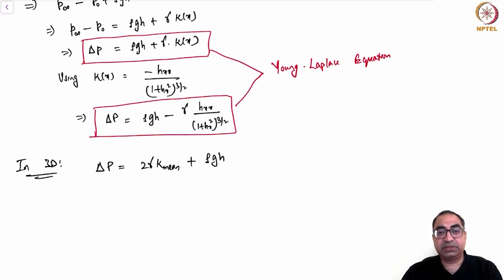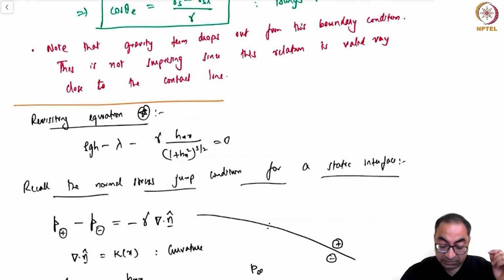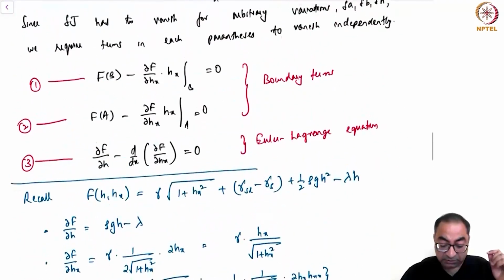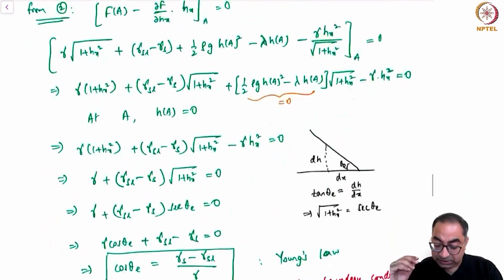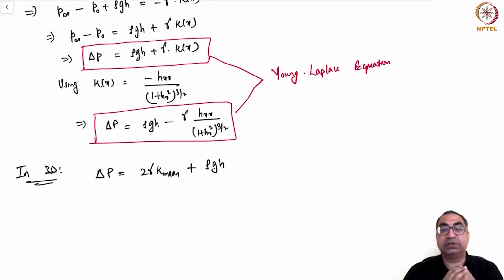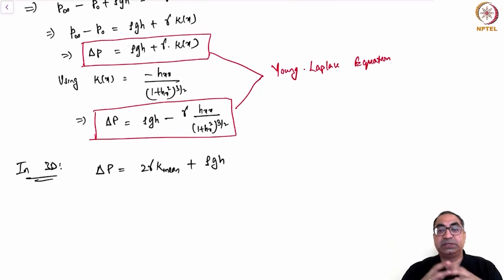Now substituting the expression of the function in both these boundary terms, we had labeled these relations as 1, 2, 3. We basically, 1 and 2 yield the Young's law, and the third equation, the Euler-Lagrange equation, essentially gives us the Young-Laplace equation. This Young-Laplace equation is a very, very powerful result because it tells us for a static problem how all the variation in the pressure is connected to the variations because of gravity and the curvature.